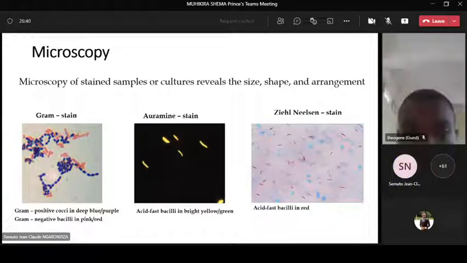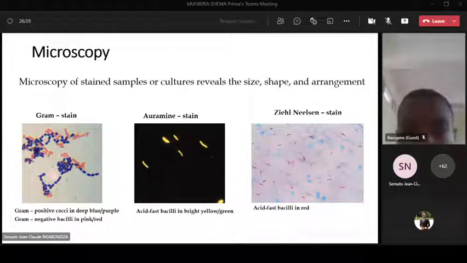So you can use gram stain to differentiate gram positive, which are the blue purple here, in chain, or in pink, the gram negative. With gram stain, you are able to really differentiate these two categories.